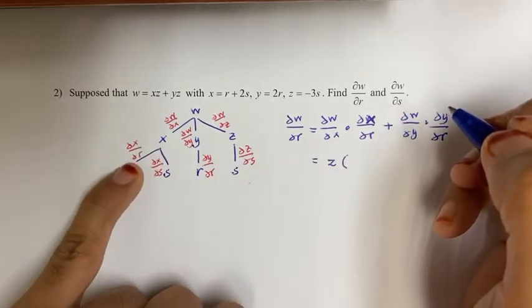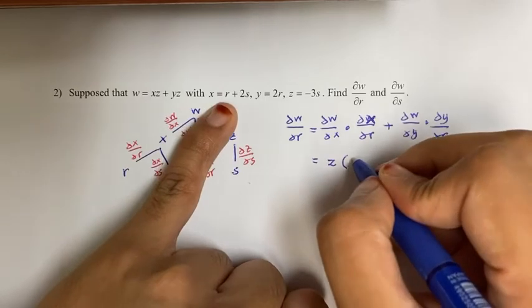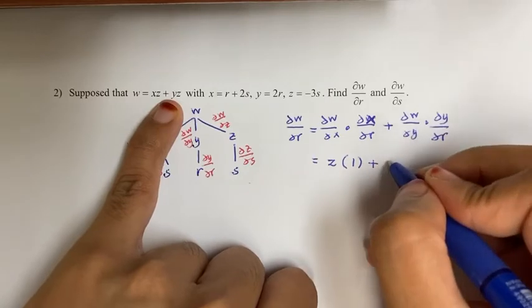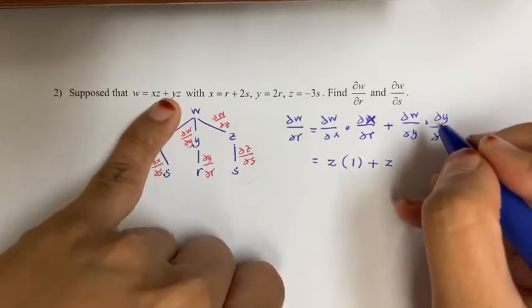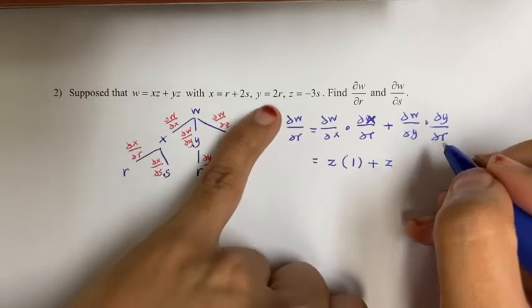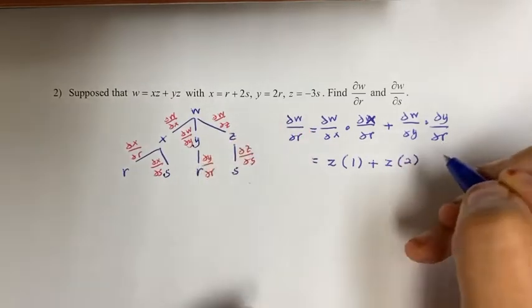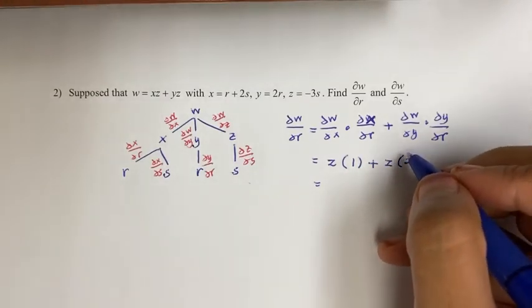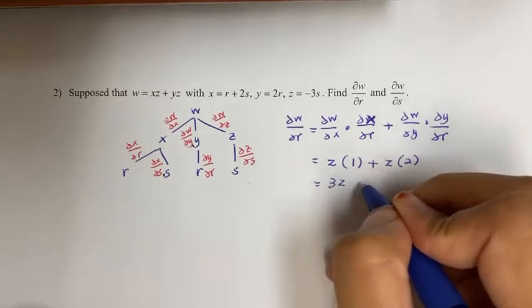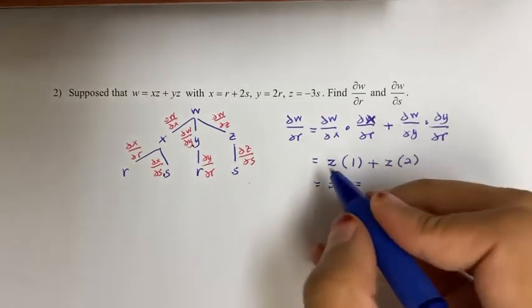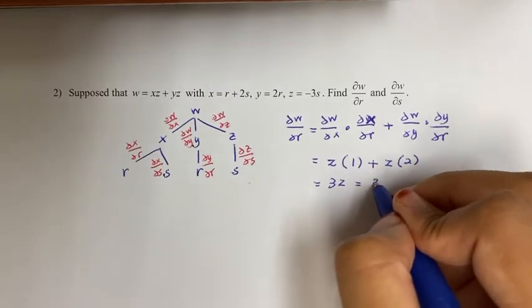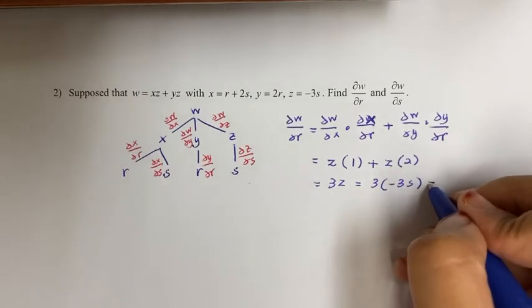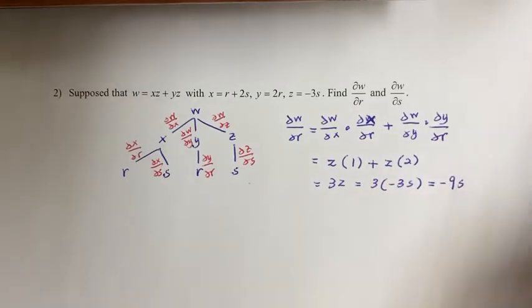Yes, del x over del r. So del x over del r is equal to 1. Plus with del w over del y is z as well. And del y over del r is equal to 2. So from here you have z plus 2z. So you have 3z. Okay. And then z needs to be substituted. So z is equal to minus 3s. So the last answer for del W over del R is equal to minus 9s.